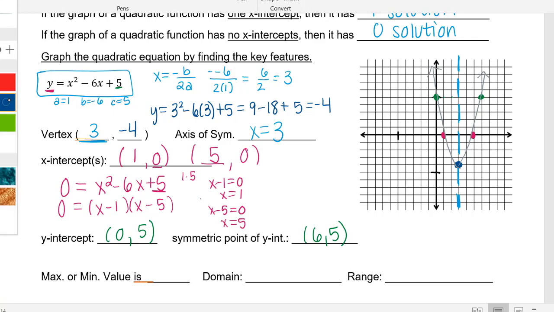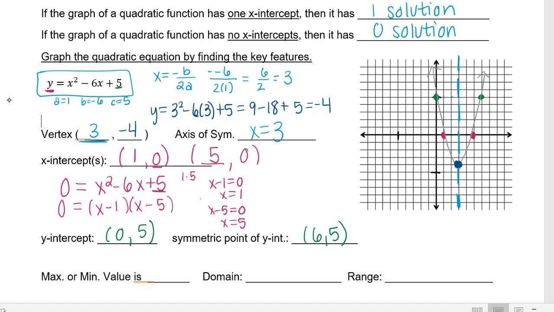We know that this is indeed a minimum value because it's the smallest point on that graph, right? And our minimum value would be -4. Our domain is always, for all quadratics, from -infinity to +infinity. Our range is the y values that go from the highest to the lowest, or lowest to the highest. So -4 is the lowest, and it includes that value all the way to +infinity.